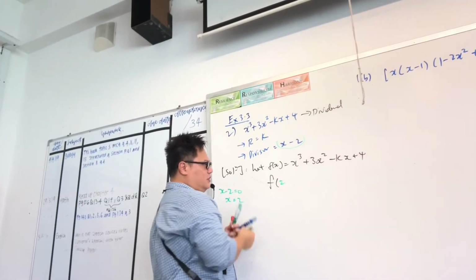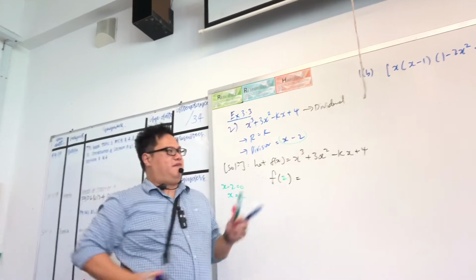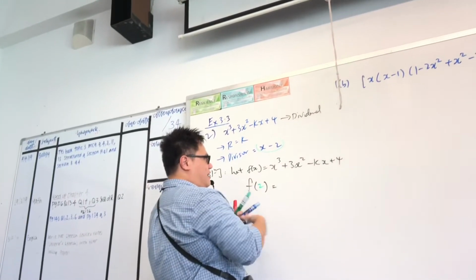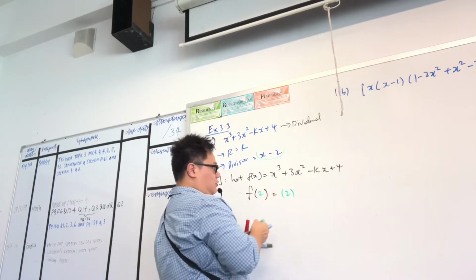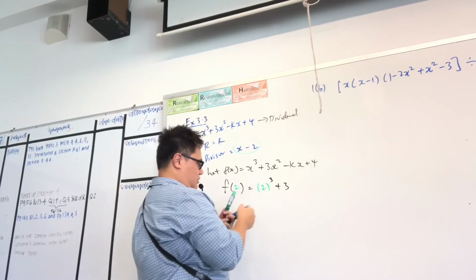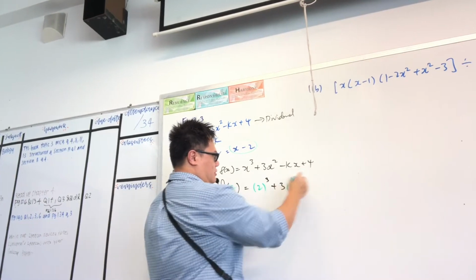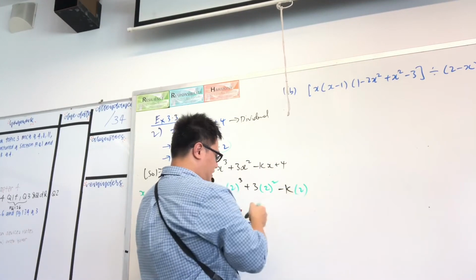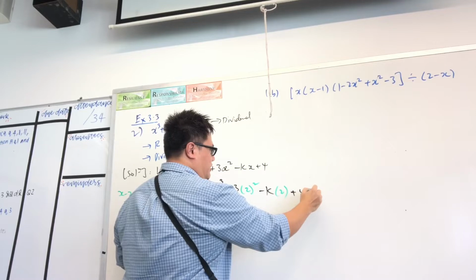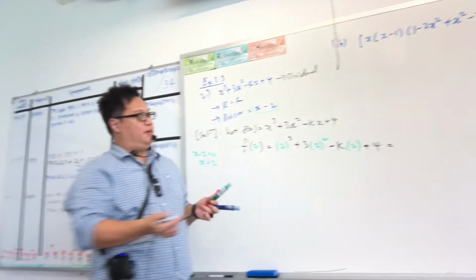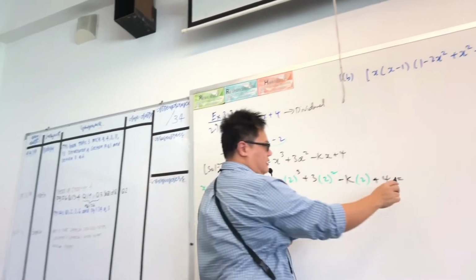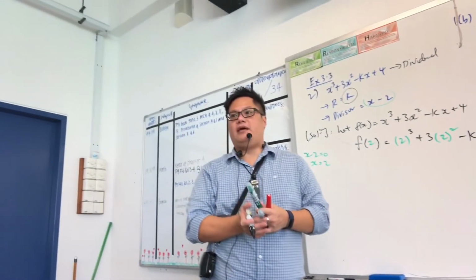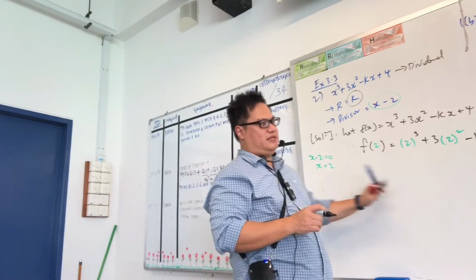Plug it in. When f(x) is equal to this particular expression, for f(2) you simply replace every x with 2. So 2 cubed plus 3 times 2 squared minus k times 2 plus 4. This will result in a remainder. What is the remainder given to us? The remainder is k. So this is how you apply your remainder theorem. Whatever you plug in must give you your remainder.